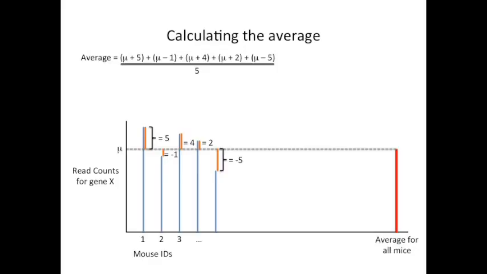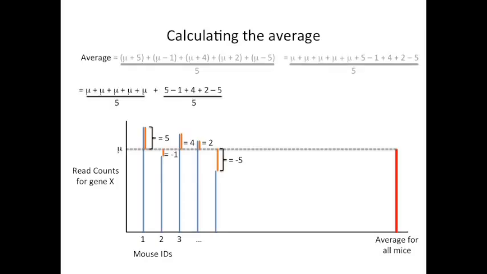Now, I'm going to show you what happens when we shuffle the numbers around a little bit. First, I've shifted all the mu's to the left side of the numerator and all the differences from mu to the right side of the numerator. We can now split the equation into the sum of 2 fractions, the mu's divided by 5, plus the differences divided by 5. Here we've just combined the addition of the mu's into a simple 5 times mu.